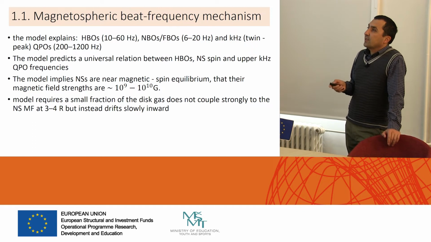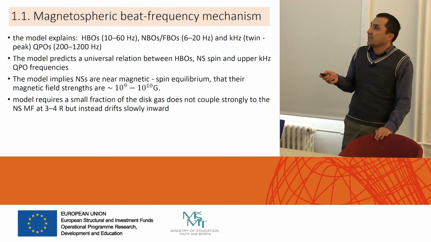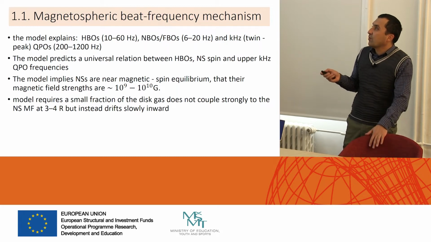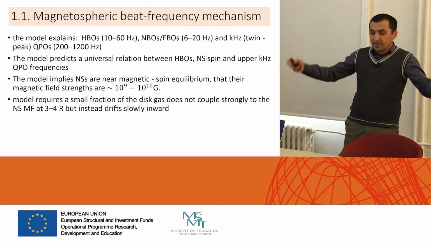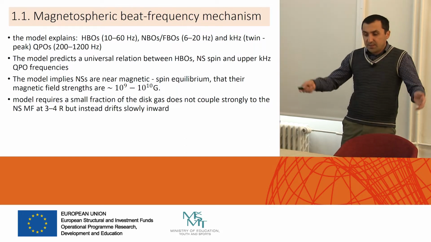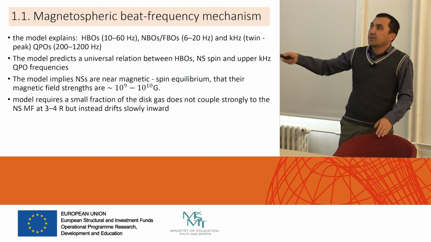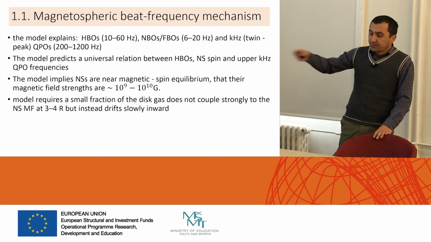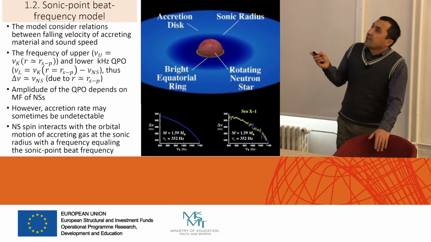And the model requires that a small fraction of the accretion disk gas does not couple strongly to the neutron-star magnetic field at a distance of about 3 or 4 stellar radii.